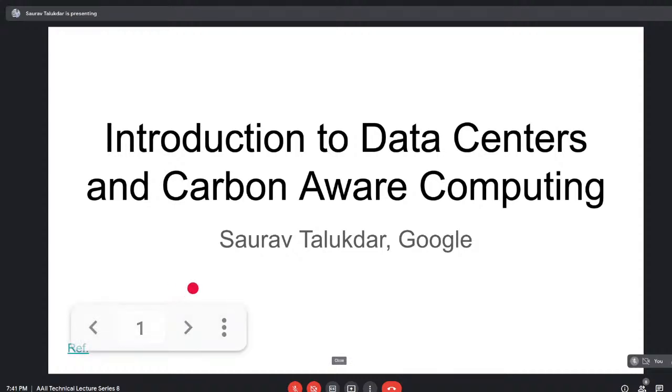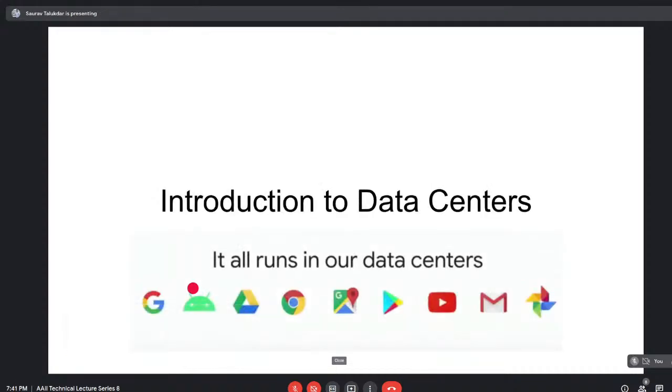So, what is a data center? That's one of the first things I want to get to. But before that, the logos you see on this screen, from search and Android all the way to Gmail and Google Photos, are all services which many of you may be using on a day-to-day basis, and all of these are provided to you from the data centers of Google. Whenever you want to go from place A to place B, you type in a query, and that gets answered in some data center. In India, we probably have data centers in Bombay, Delhi, and Gurgaon.